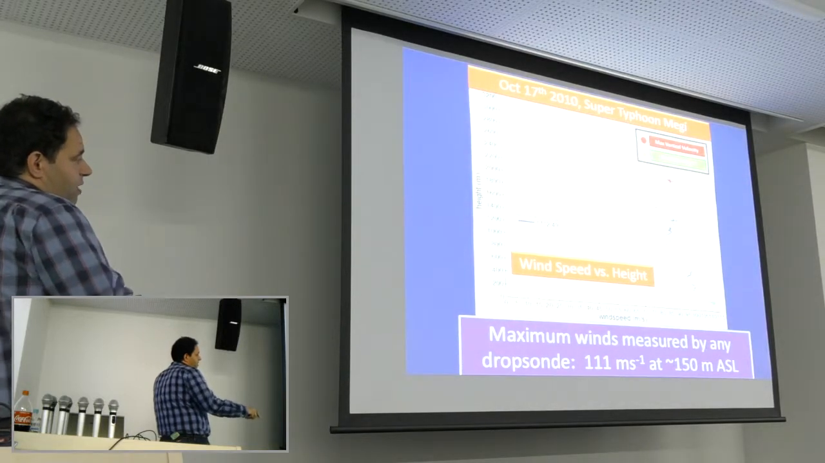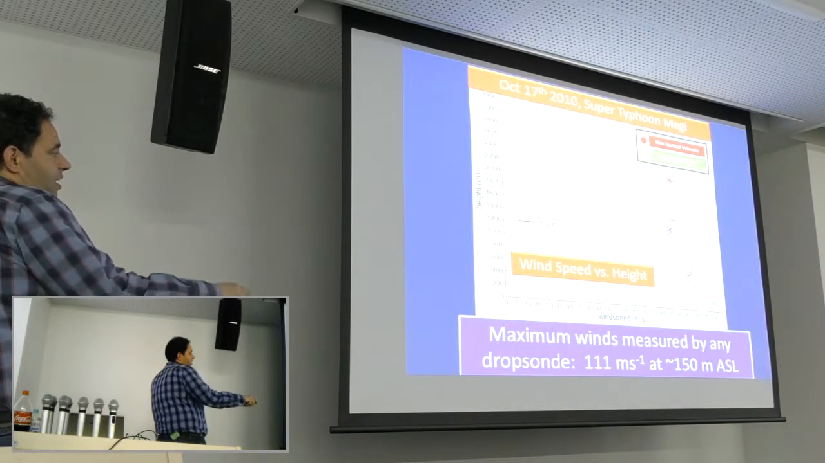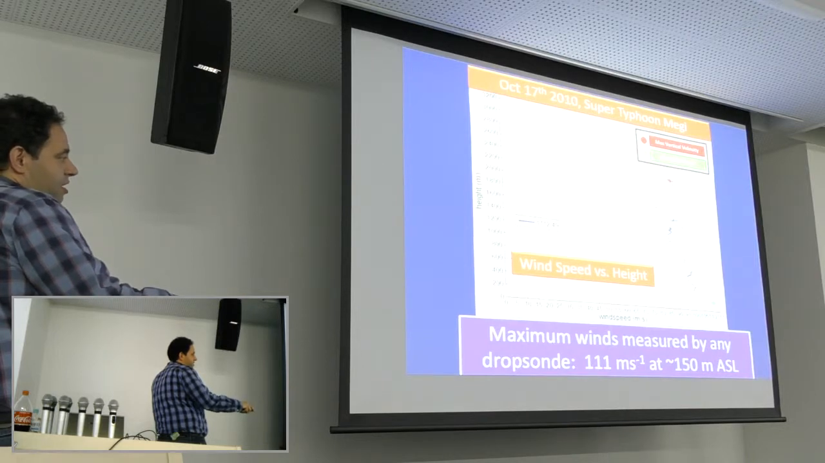So in this case, you have a very deep profile of 80 to 90 meter per second winds, and then this jet at about 150 meters height, that's 111 meters per second.